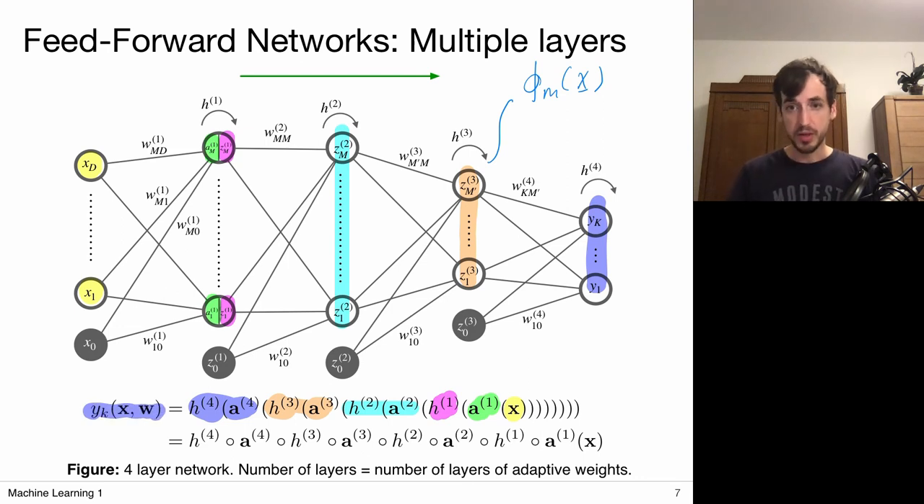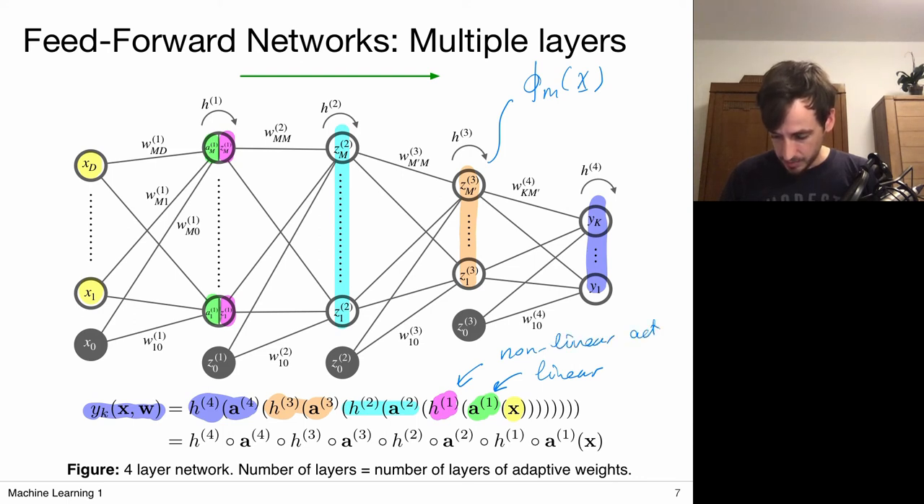So this is my neural network written out, and it's nothing else than a stacking of linear layers, linear transformations, followed by a pointwise nonlinear activation.